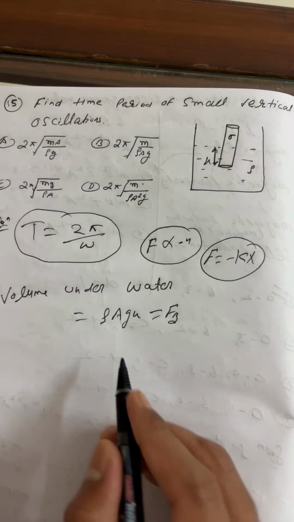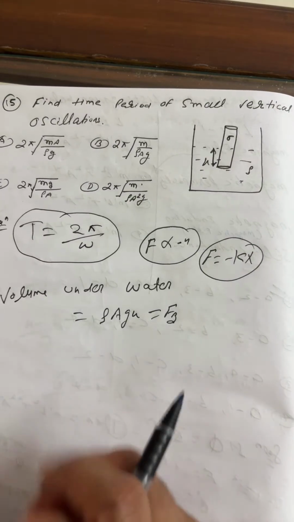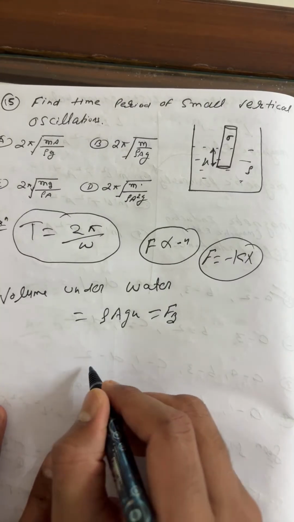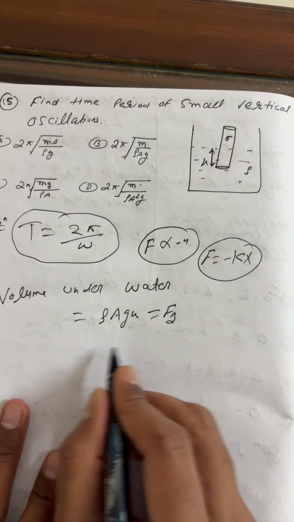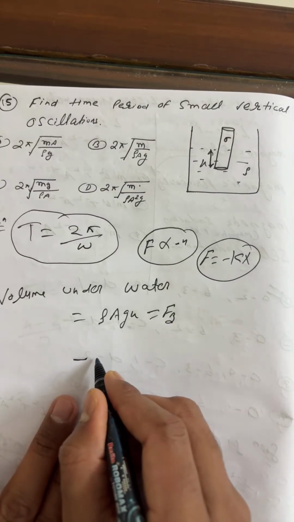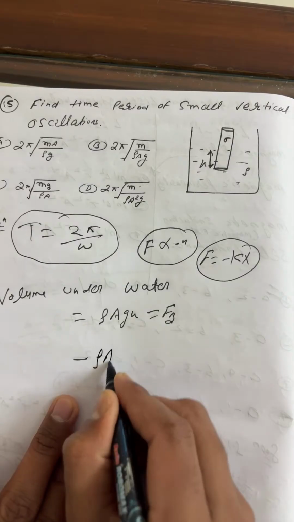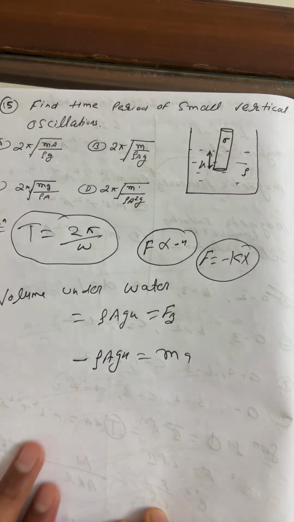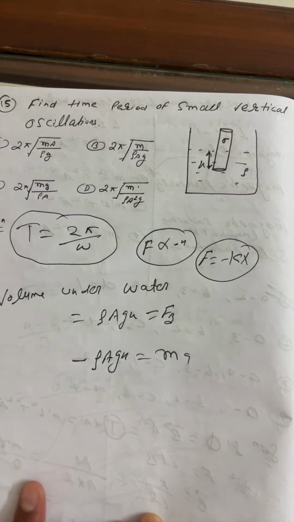So what can you write? Simply, rho V g. Very good, my dear. For this condition, this force is equal to ma. It's a buoyancy force here. Just take the negative direction. It's a restoring force. Rho A g x is equal to ma. Now just equate these two here.